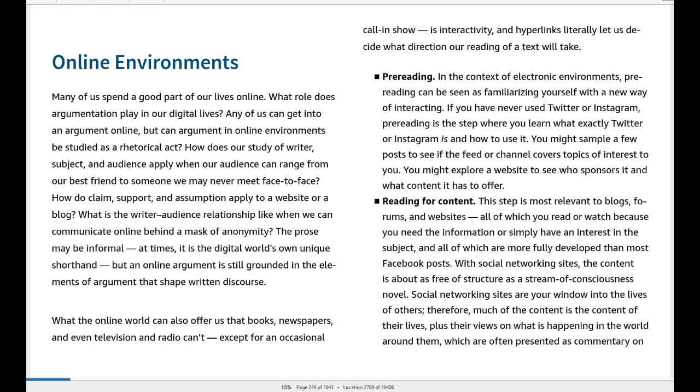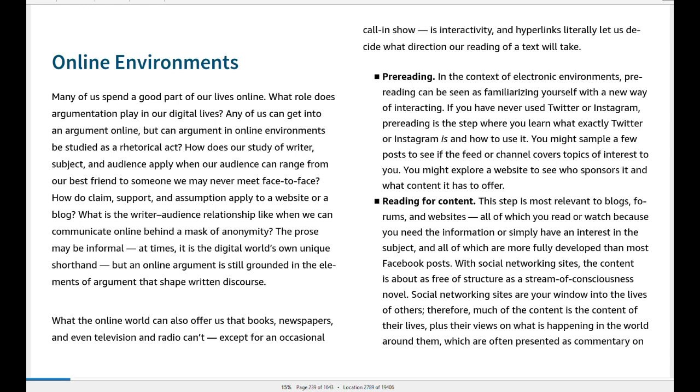What the online world can also offer us that books, newspapers, and even television and radio can't, except for an occasional call-in show, is interactivity, and hyperlinks literally let us decide what direction our reading of text will take.